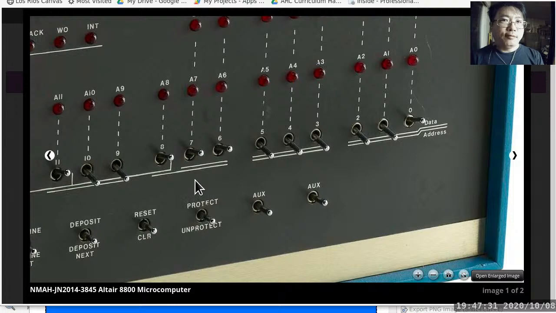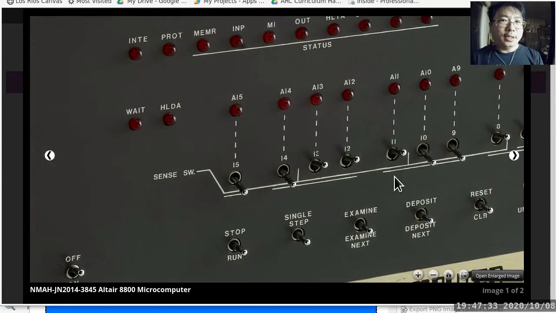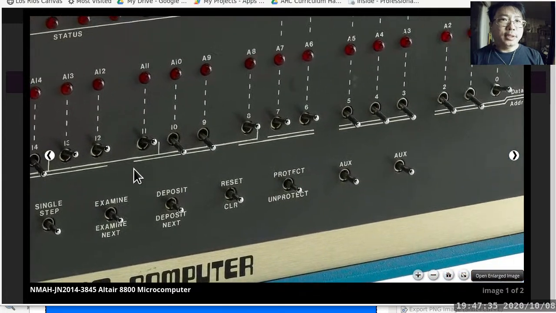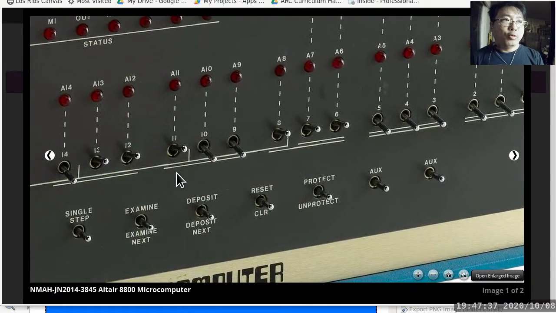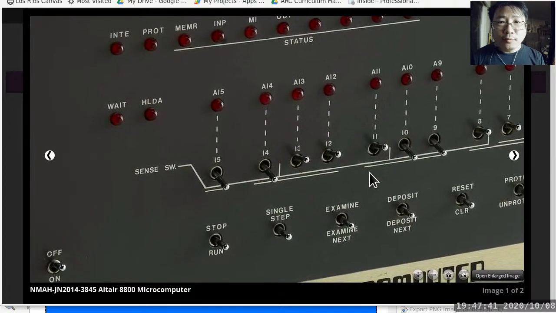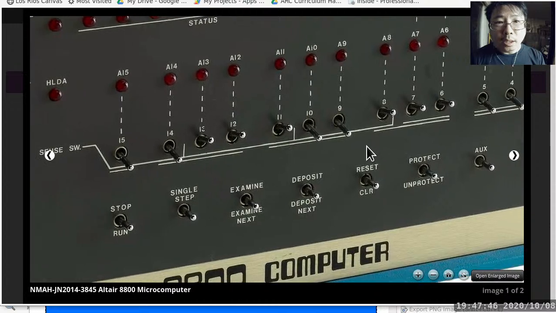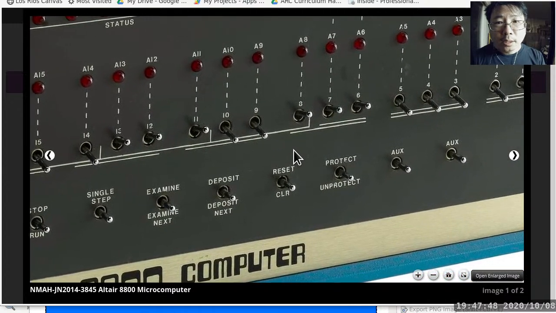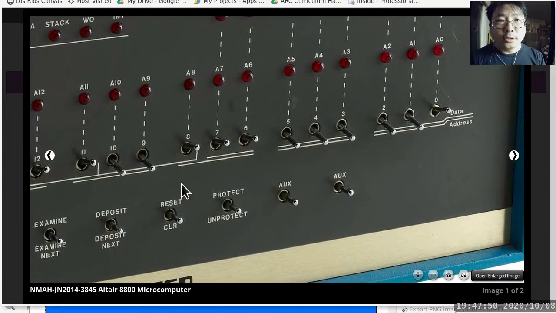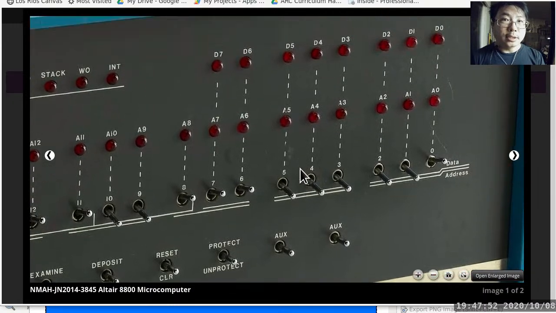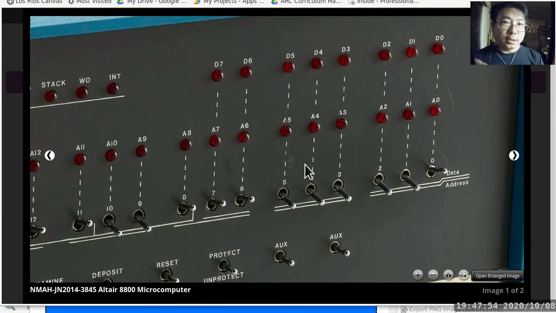So you basically flip 16 of these switches to let the computer know which location you want to look at. And then you flip another switch. Let me see, which one is it? Then you flip another switch so that the data would be displayed, or you flip another switch so you can now specify the data that goes into that location.